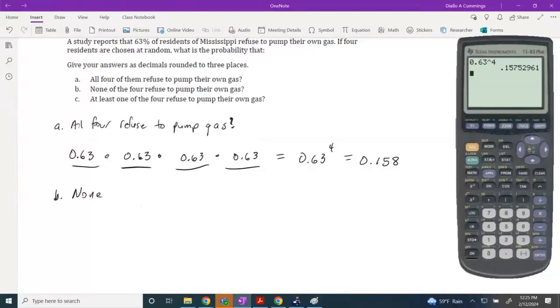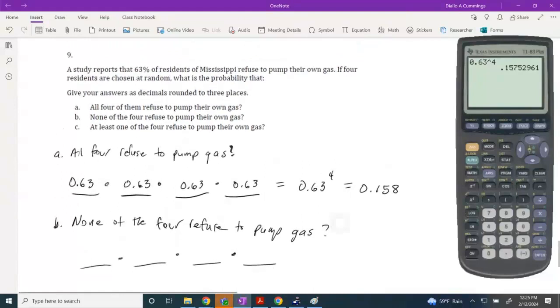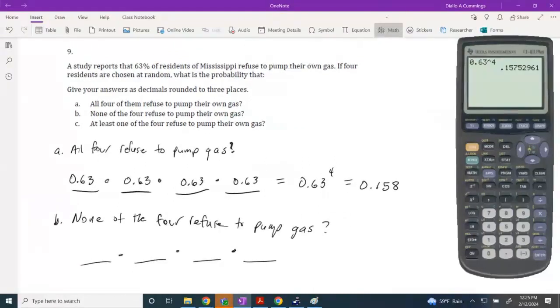B says none of the 4 people refuse to pump gas. So I'm going to map out 4 people using the fundamental principle of counting. So now what I'm given is the percentage of people that refuse to pump their own gas. This is asking me for the probability that none of these people refuse to pump gas.